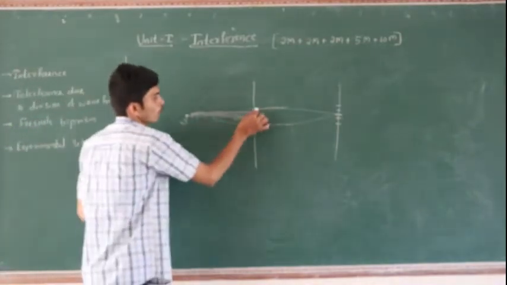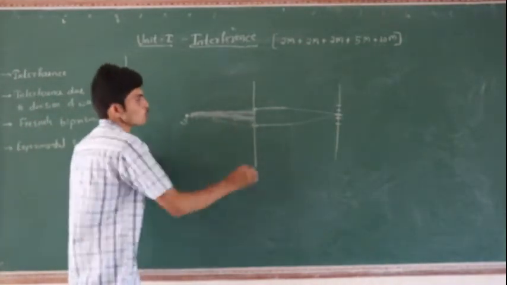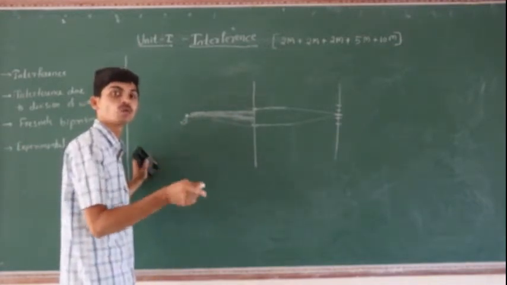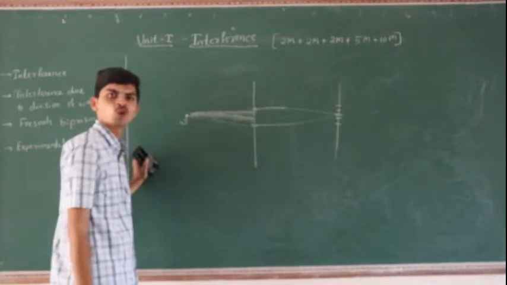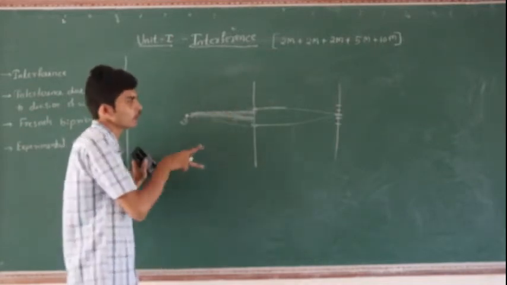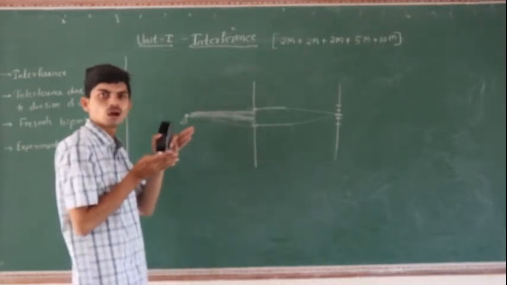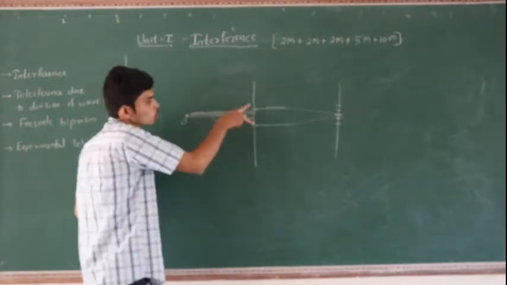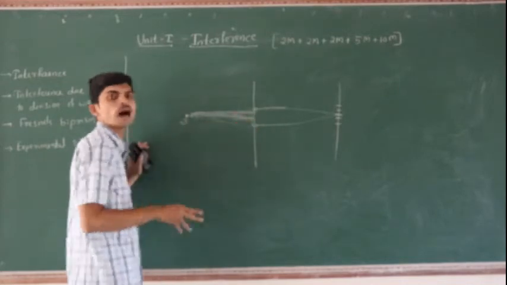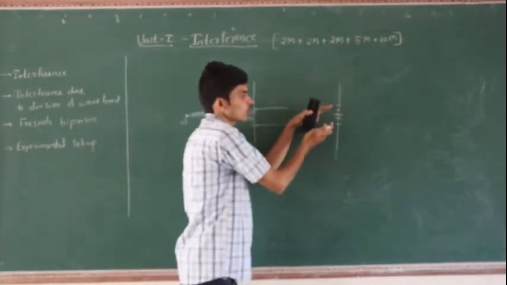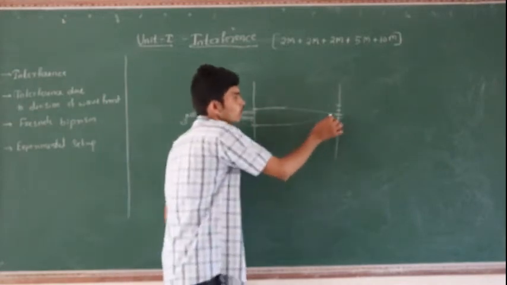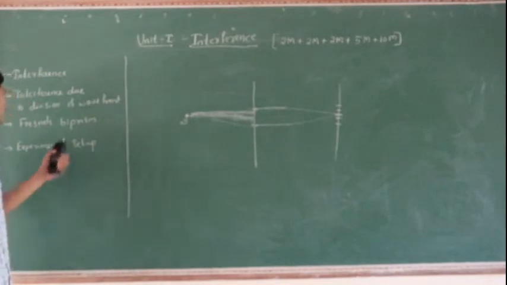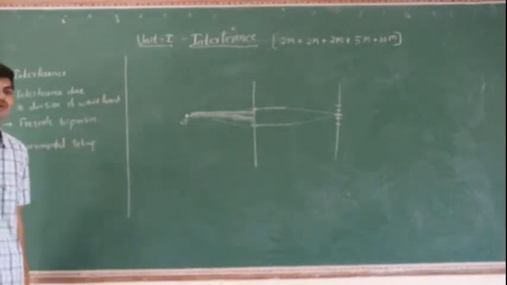Wavefront division means two slits are there, two holes are there. A single monochromatic light passes through these two holes or two slits, and what happened? Two waves will form, because two holes are there. After some time, those two waves reunite and form the fringe pattern. This is nothing but interference due to the division of wavefront.